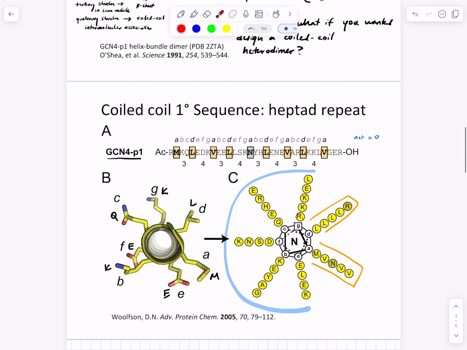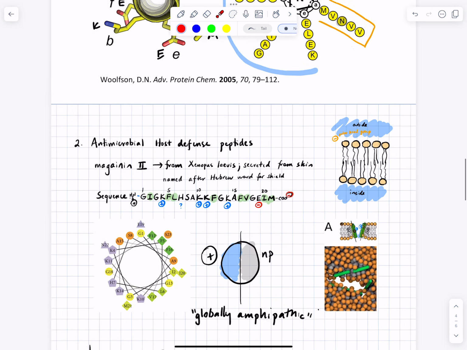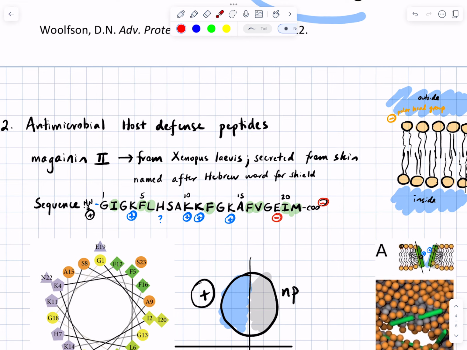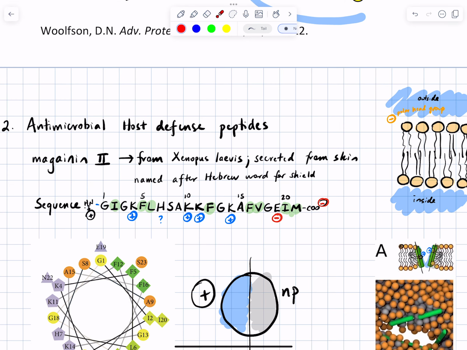Okay, one more thing on an alpha helix, another example of sequence, structure, and function. And I'll post these notes. You don't have to scramble to copy down stuff. We're not about memorizing the sequence.